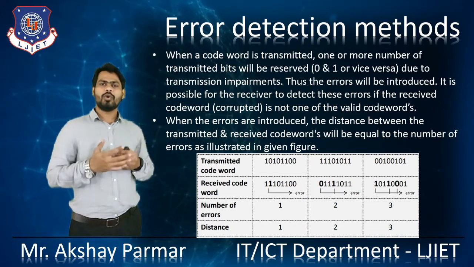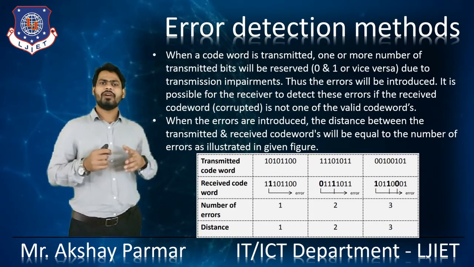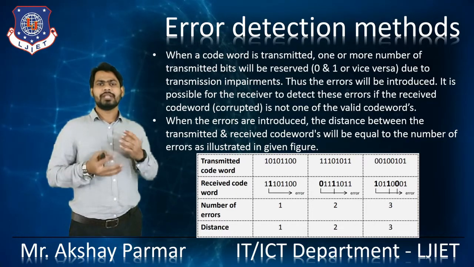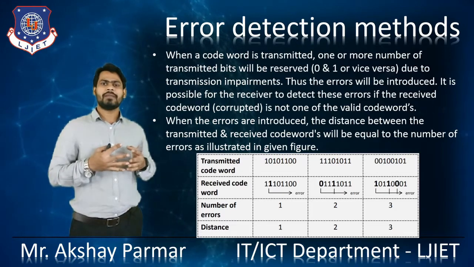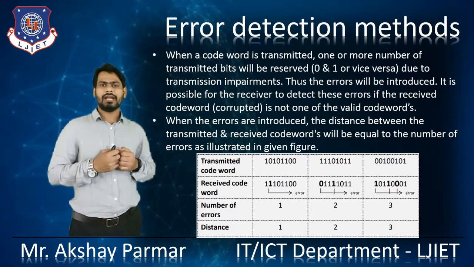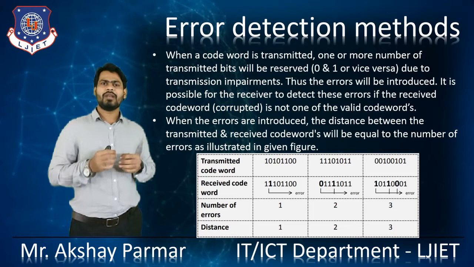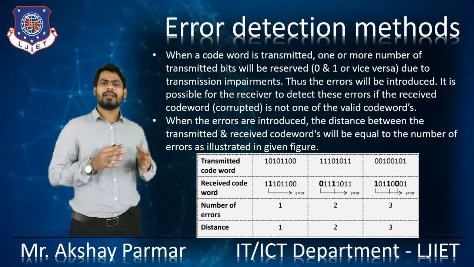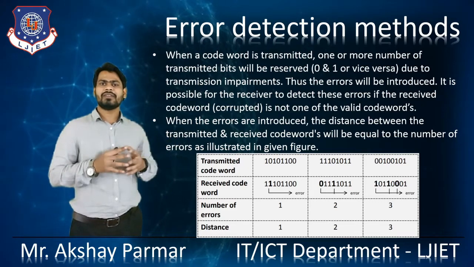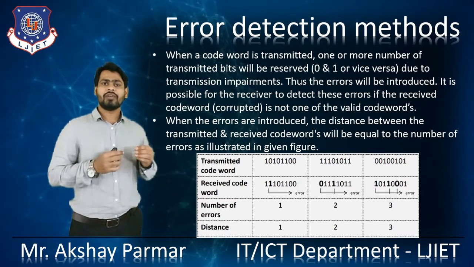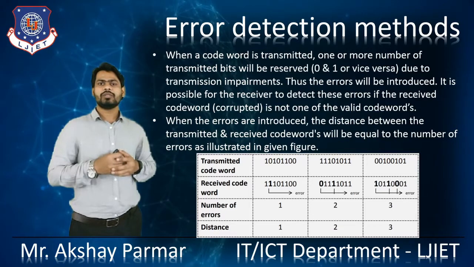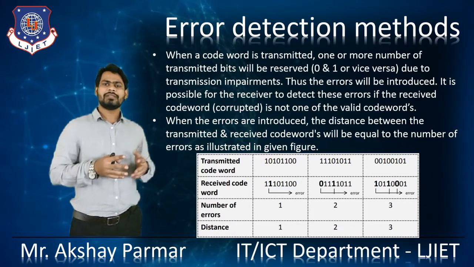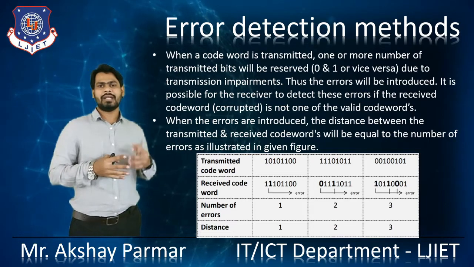So when the code word is transmitted, one or more of the transmitted bits will be reversed, 0 to 1 or vice versa, due to transmission impairment, right? Thus the error will be introduced. It is possible for the receiver to detect this error if the received code word is not one of the valid code words, right? So if it is corrupted, then it is not a valid code word, so the receiver can decline to accept that data, right?